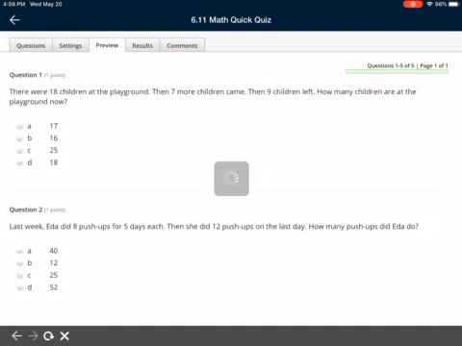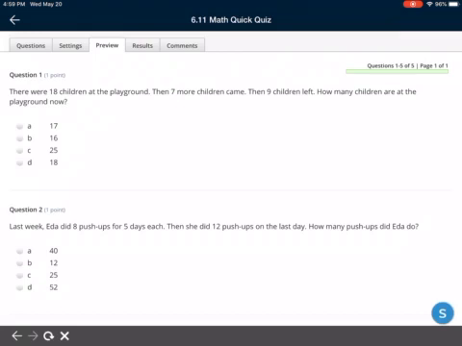So for question number 1, it says there were 18 children at the playground. Then 7 more children came. Then 9 children left. How many children are at the playground now? So what I really recommend as you're going through a lot of these problems is either think about them with pictures or just do bit by bit equations.